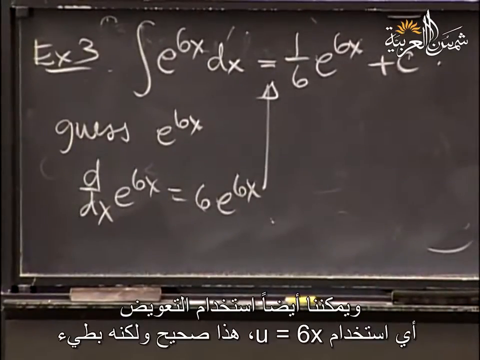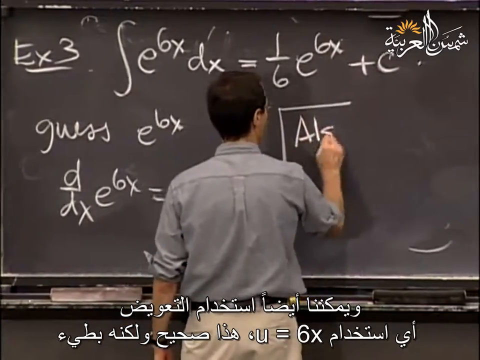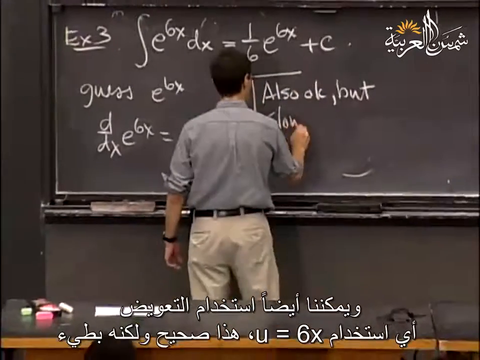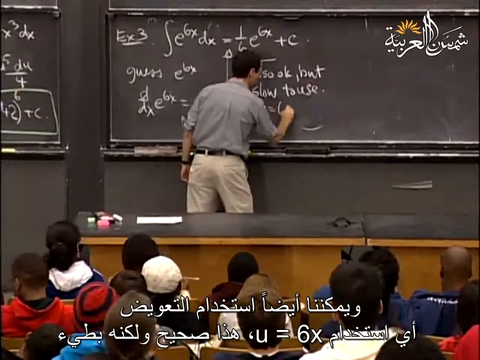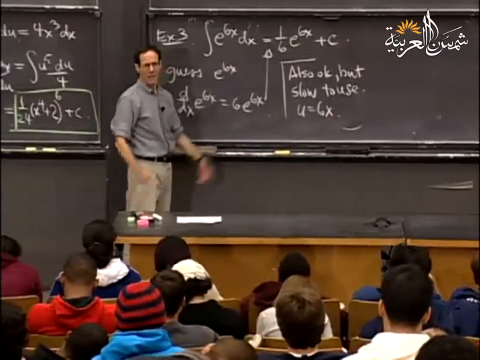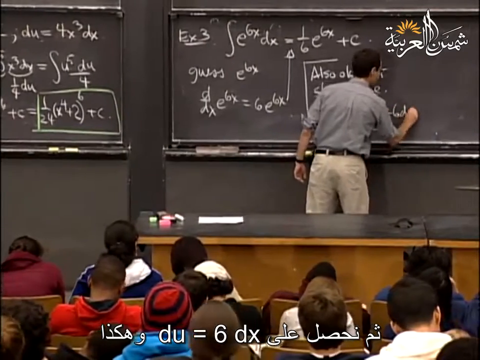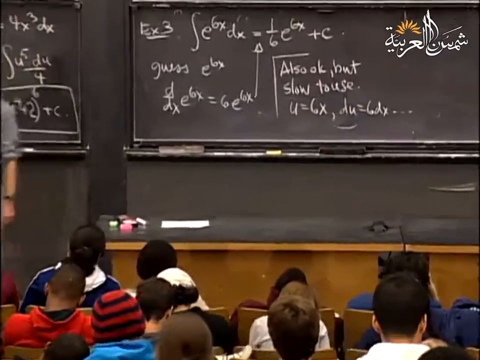Now, it's also okay, but slow, to use a substitution, to use u is equal to 6x. Then you're going to get du is equal to 6 dx, and so on. It's going to work. It's just a waste of time.